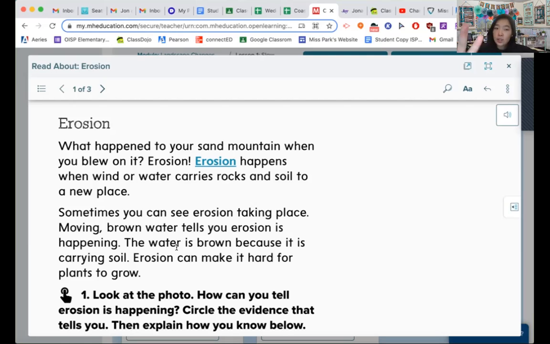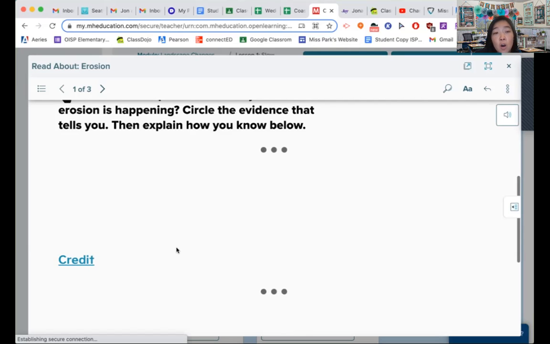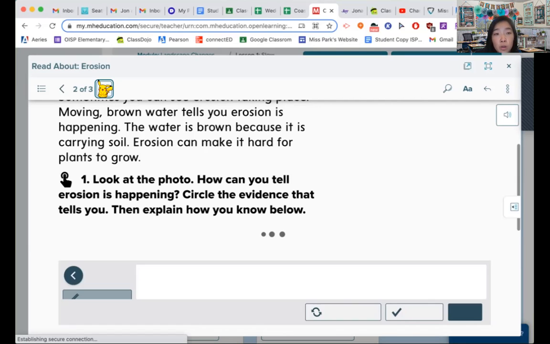Erosion happens when wind or water carries rocks and soil to a new place. Sometimes you can see erosion taking place. Moving brown water tells you erosion is happening. The water is brown because it is carrying soil. Erosion can make it hard for plants to grow.